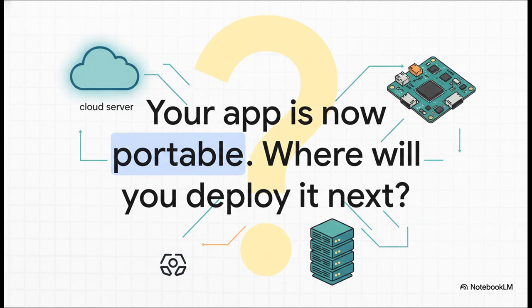So, you've successfully packaged your application. You've made it consistent, reliable, and portable. It can run absolutely anywhere Docker is installed. So that really just leaves one final question to think about. Where are you going to deploy it next? A cloud server? A tiny Raspberry Pi? The possibilities are now wide open.